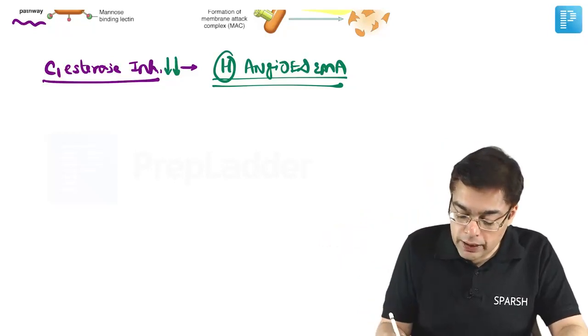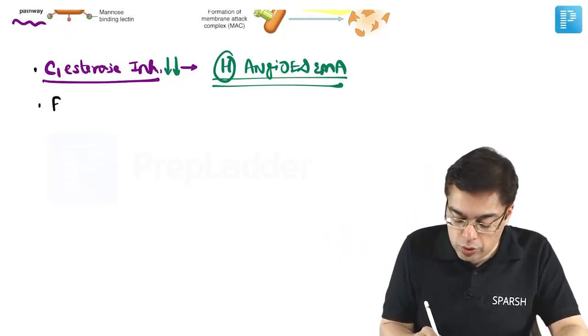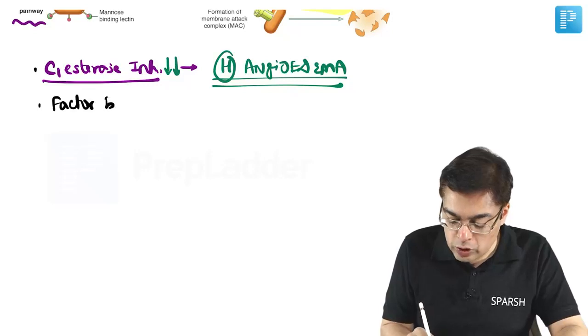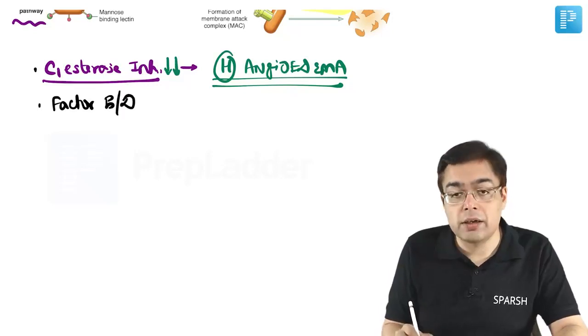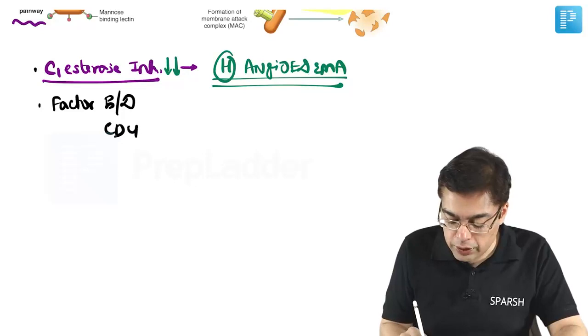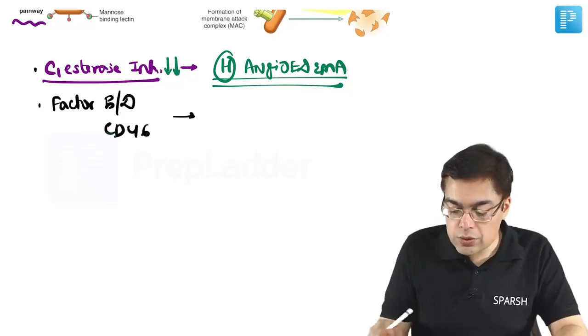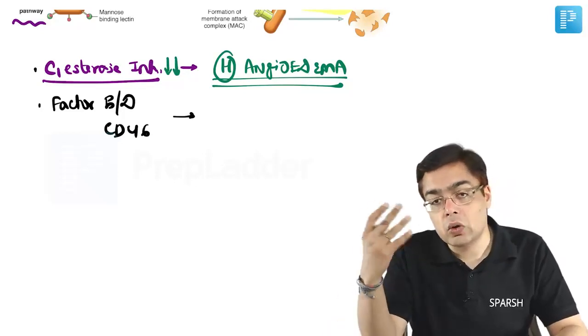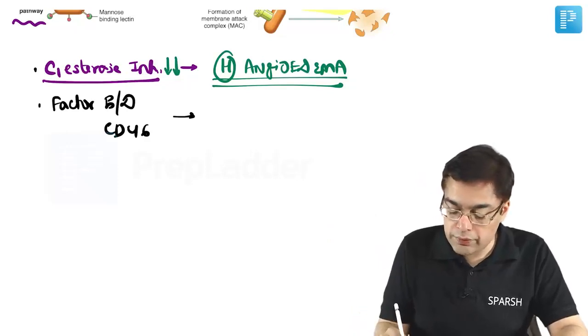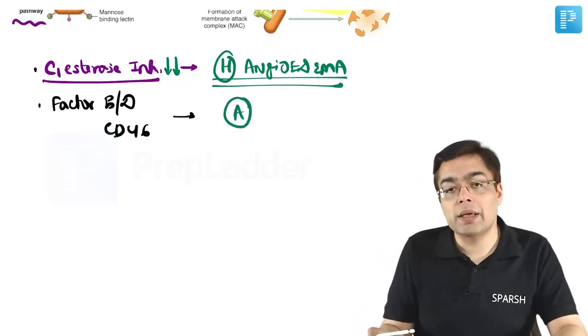We need to be familiar with the fact that we can be having a role that is going to be played by regulatory proteins, which are commonly asked in the exam: factor B, factor D, CD46. And the importance of knowing about these factors is that if there is going to be any trouble at their level, they can contribute to the development of a condition that is going to be given the name of atypical hemolytic uremic syndrome.